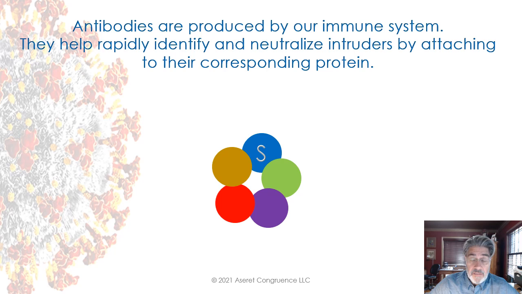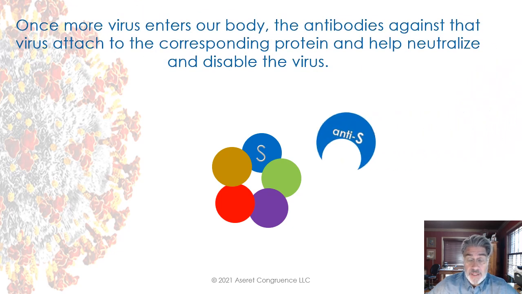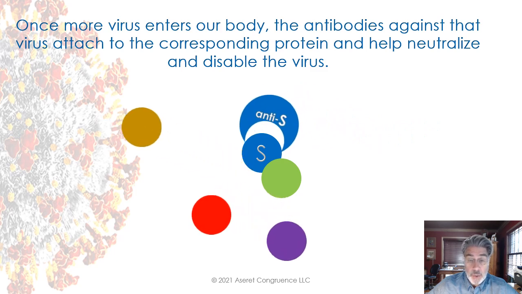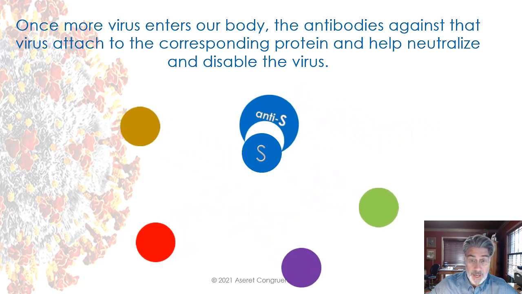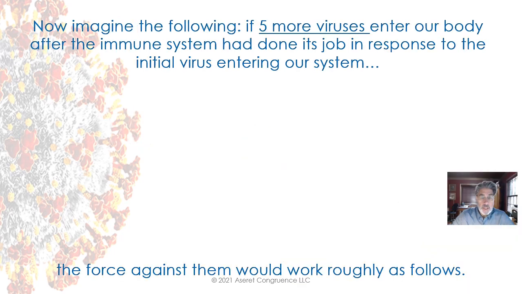So once we have produced those antibodies, they're now present in our system. They're waiting to identify the intruder, okay? And so once a virus enters the body, the antibodies are going to help the system identify that virus and neutralize it. So what we showed you before is a response to one virus. So one virus, 5 proteins, 5 antibodies were produced.